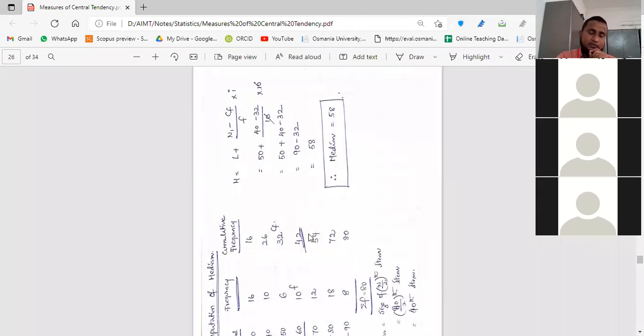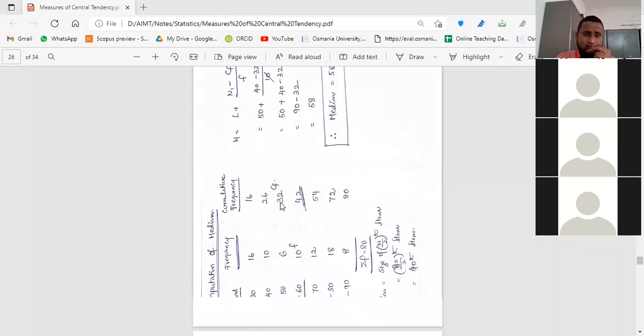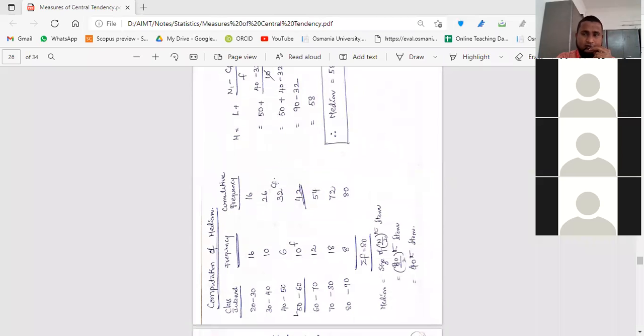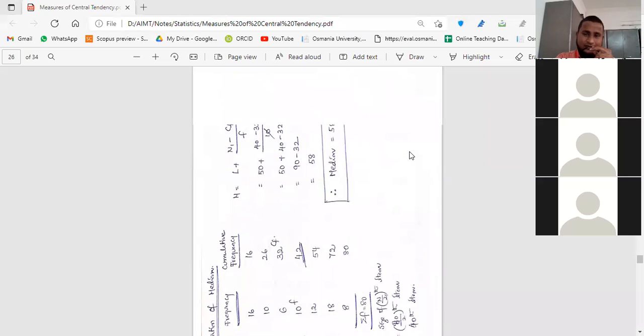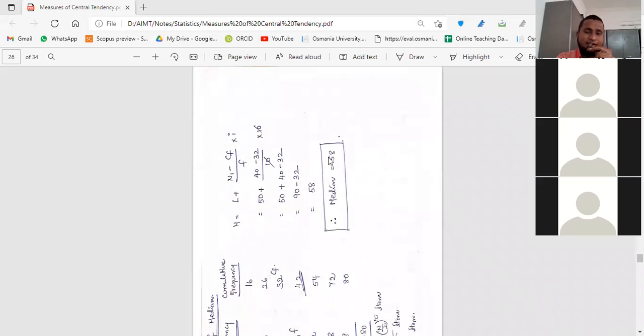Anyone having doubt, you can ask me. Have you got 40 here, anyone? How did you get 40? 40 is the median. Yes, sir, that is the calculated value. That is the 40th term. The actual median is 58. Okay, right. So how did we get 32?